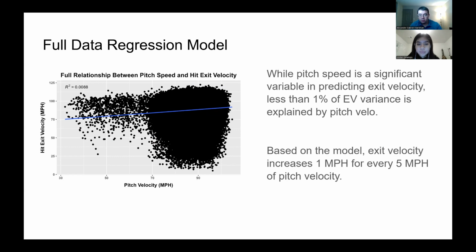On this model alone, you would expect a 1 mile an hour increase in exit velo for every 5 mile an hour of pitch velocity. But clearly, there's more at play here.